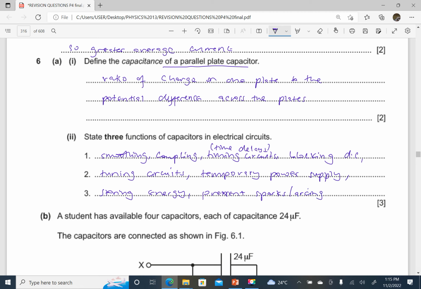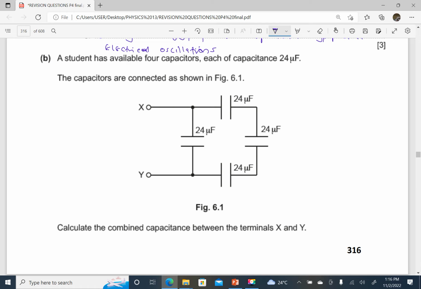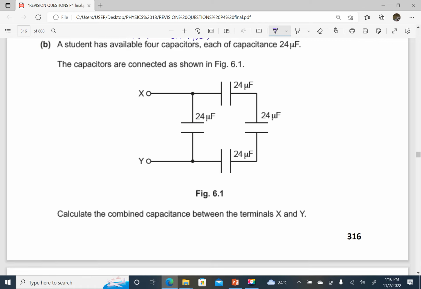A student has available 4 capacitors, each of capacitance 24 microfarads. The capacitors are connected as shown in the figure. You notice that 3 are in series. The resultant is in parallel with 1. If you are very observant, these 3 capacitors are in series and they can form one capacitor, which is in parallel with the 24 microfarads.